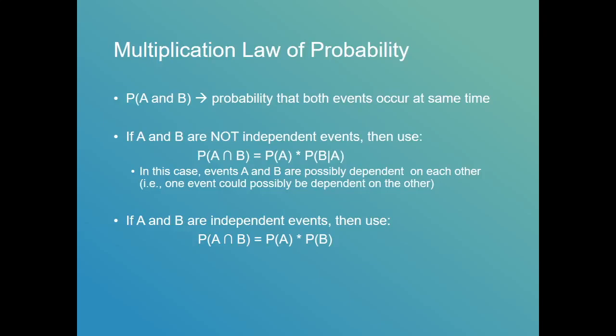with A. It's hard to describe how this looks, but in this case, the events A and B are possibly dependent on each other. One event could be dependent on another. But if A and B are independent events, again, they are not happening at the same time, they cannot happen at the same time, then we would want to use this second formula where we would just simply multiply the probability of A happening times the probability of B happening.